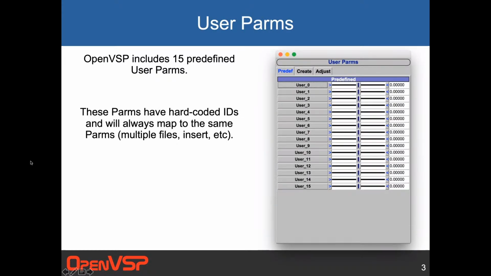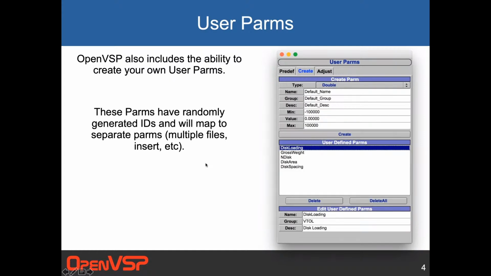So first off, there's user parms. There are, I think, 15 predefined user parms. Frankly, these aren't that useful because they don't have great names, user 0 to user 15. Instead, what I'd really recommend you do is come over to the Create tab if you want to make user parms, and this allows you to come in and name the parameters yourself.